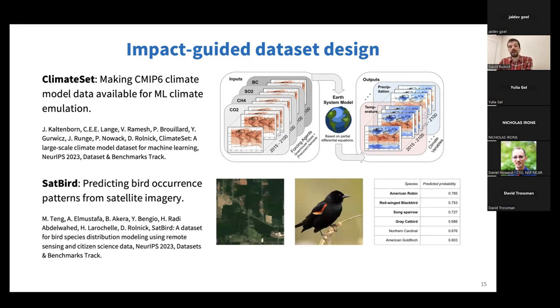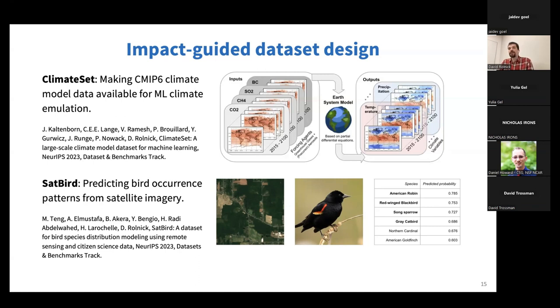And then the next data set I want to highlight here is called SatBird. Here we're trying to predict bird occurrence patterns, what's called encounter rates, from satellite imagery. We're taking an image like this, and we're trying to say, what are the frequencies of birds that you're going to find there? So here is a red-winged blackbird, which is found in marshes. So presumably the algorithm thought that there's a marsh in the middle here. And this is predicting data from citizen science observations, notably from eBird.